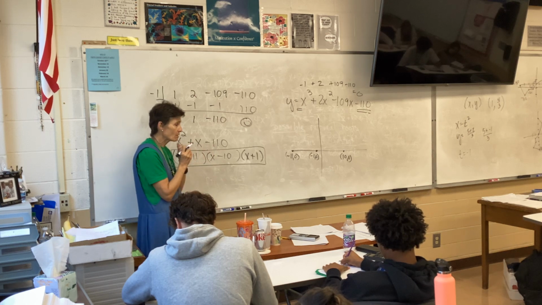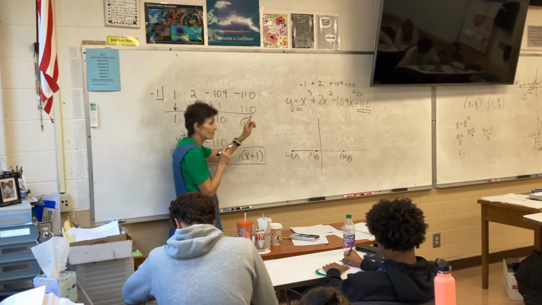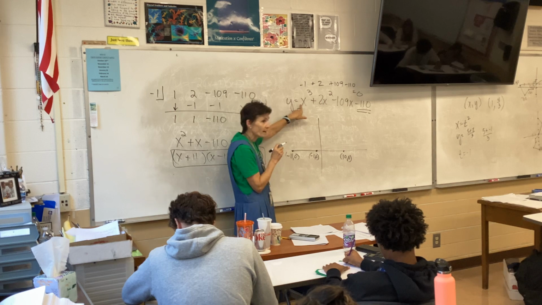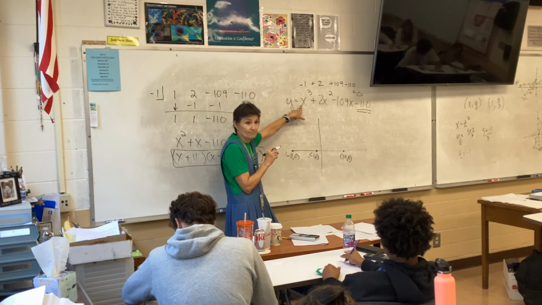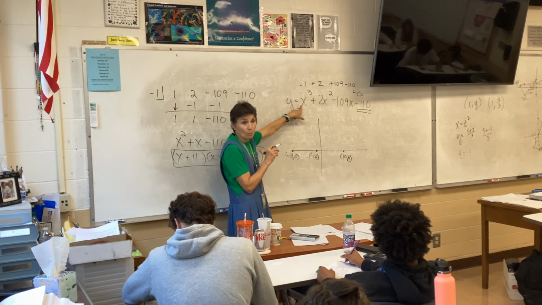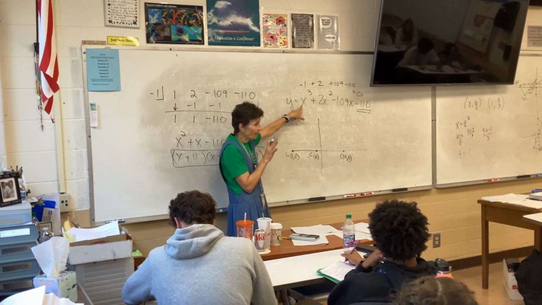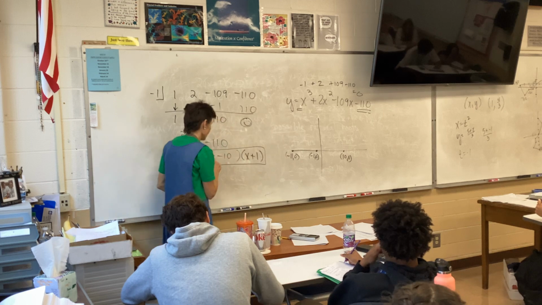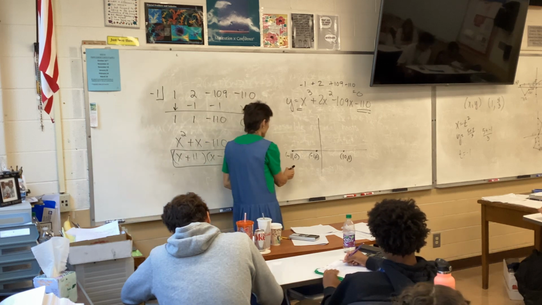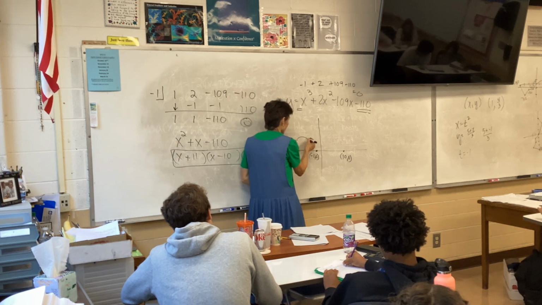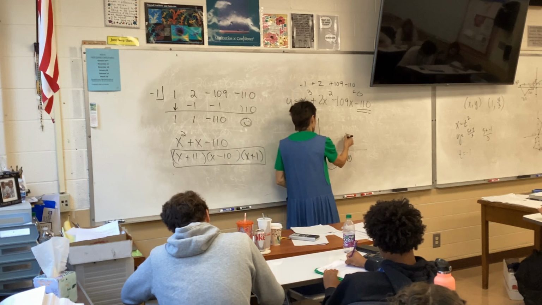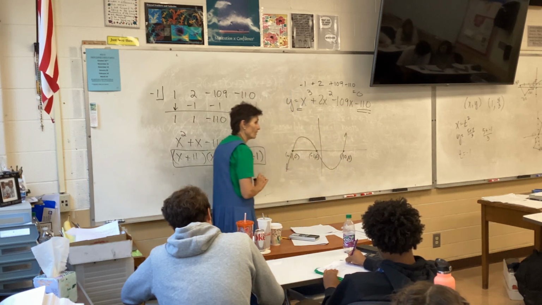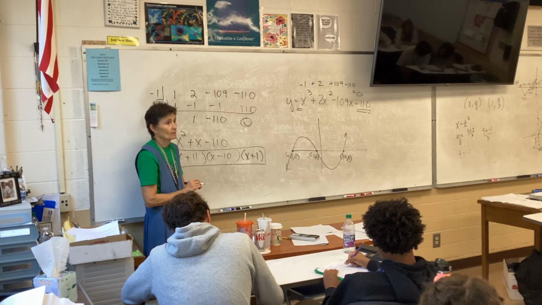Now, where are we starting? Well, look back at your problem. See this coefficient right here? It's positive. So where does a cube, or any odd power, start if it's got a positive coefficient? Down at the bottom. So it's going to start down here, zip right through, and zip right through. There you go.